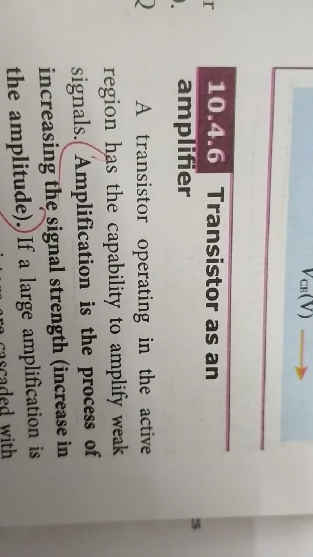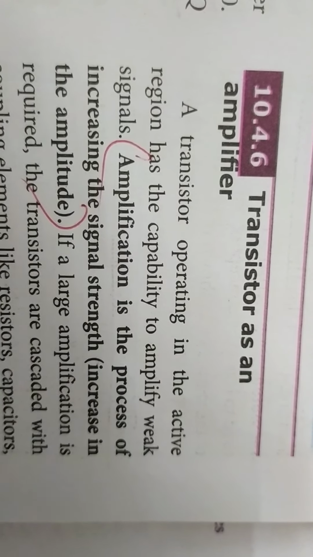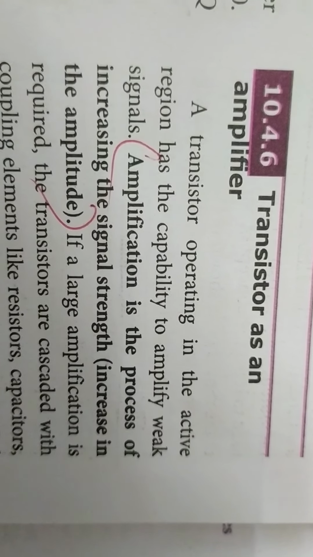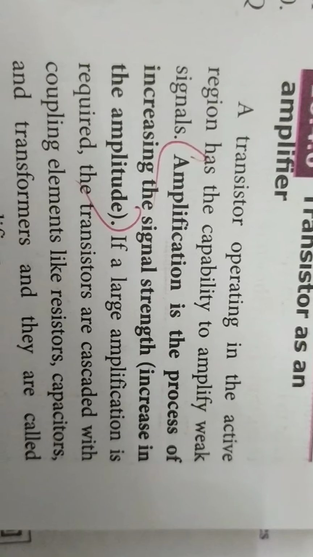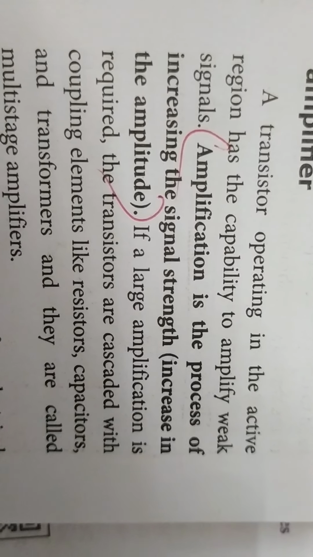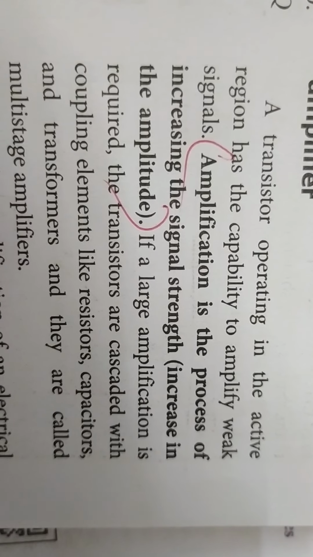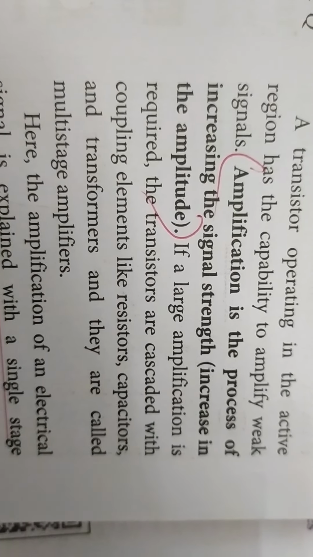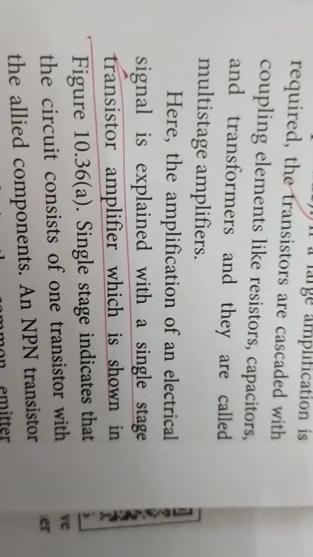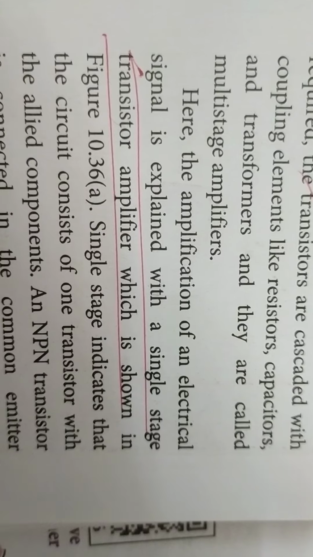And next we are going to see about transistor as an amplifier. So what is an amplifier? If you give a small weak signal, it is converted to a strong signal by the amplifier. So amplification is a process of increasing the signal strength, that is, we are increasing the amplitude. These are very helpful in many transformers and multi-stage amplifiers. And next we are going to see about the single stage transistor amplifier.